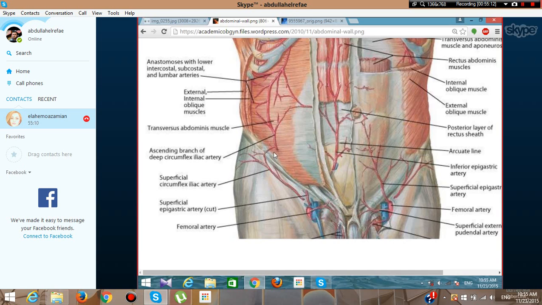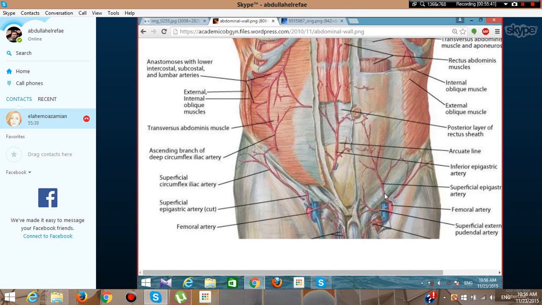And where do you find the arteries and veins? At which level? You see they're between the internal oblique and transversus abdominis. So the nerves and the arteries are between the two, except the superficial ones, which are under the skin.